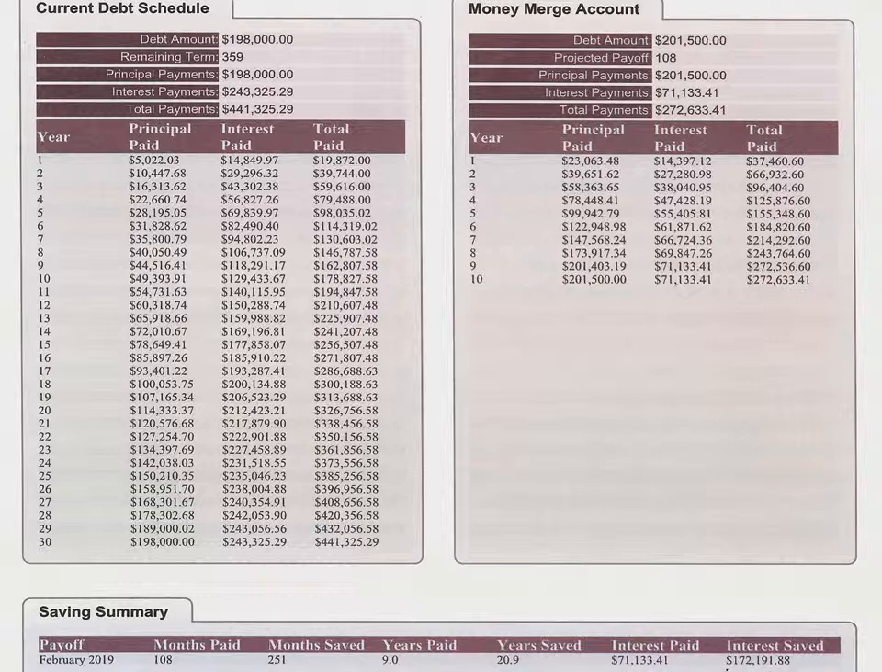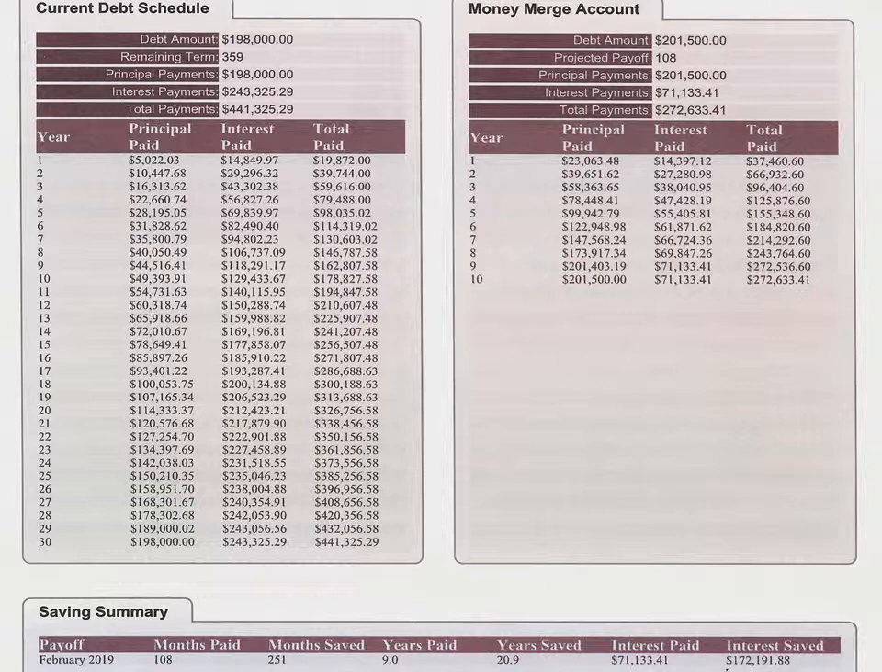We ran the free analysis for them. This is what the results can be if they choose to pay off in 108 months, paying back $71,000 in interest, or a total of $272,000.